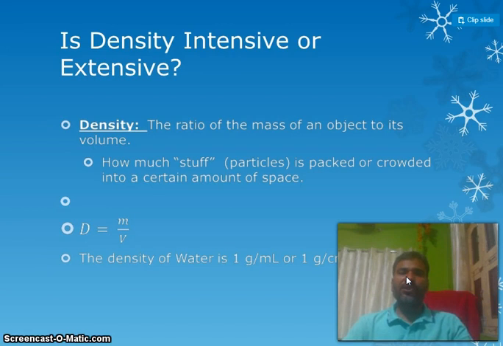Density is the ratio of the mass of an object to its volume. How much stuff, or particles, is packed or crowded into a certain amount of space. So density is equal to mass upon volume. The density of water is 1 gram per milliliter or 1 gram per cubic centimeter.